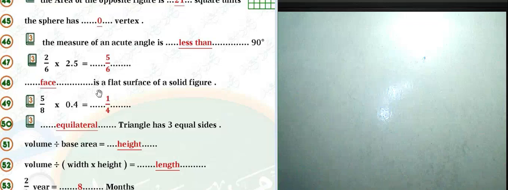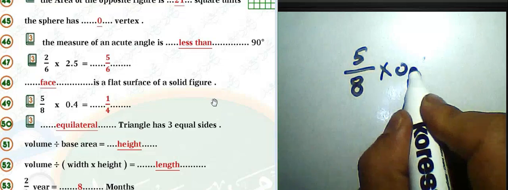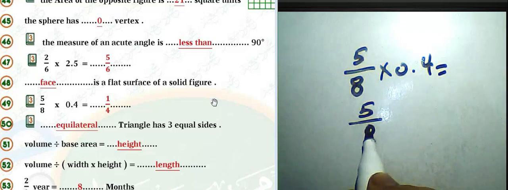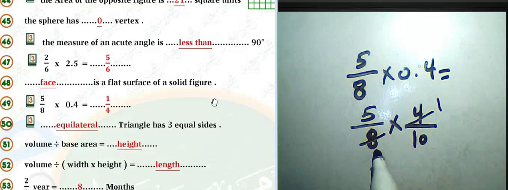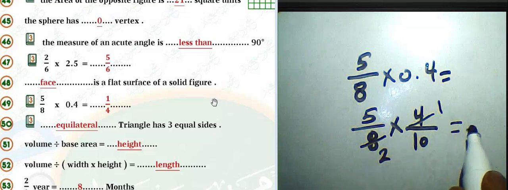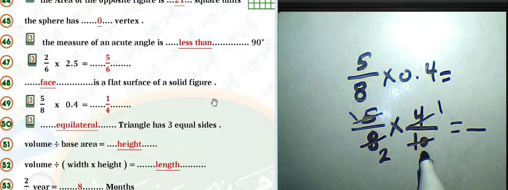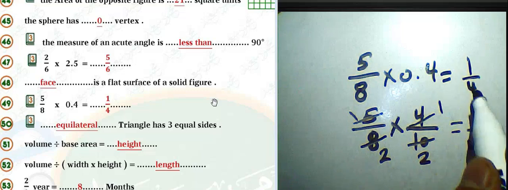A face is a flat surface of a solid figure. 5 over 8 times 0.4 equals? We can find the result here. 5 over 8, multiplication by 0.4. 0.4 means 4 over 10. 4 divided by 4 equals 1. 8 divided by 4 equals 2. Then 5 divided by 5 equals 1, 10 divided by 5 equals 2. 1 times 1 equals 1, 2 times 2 equals 4. The result will be 1 over 4.